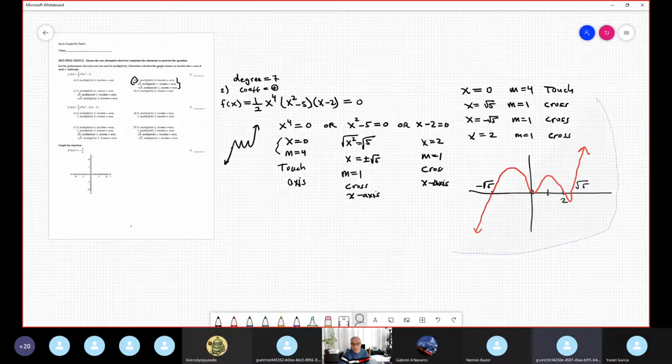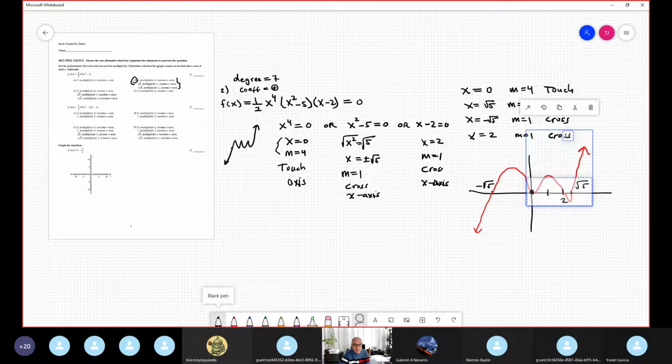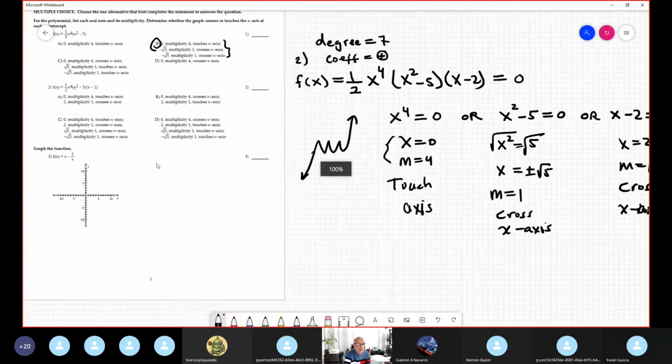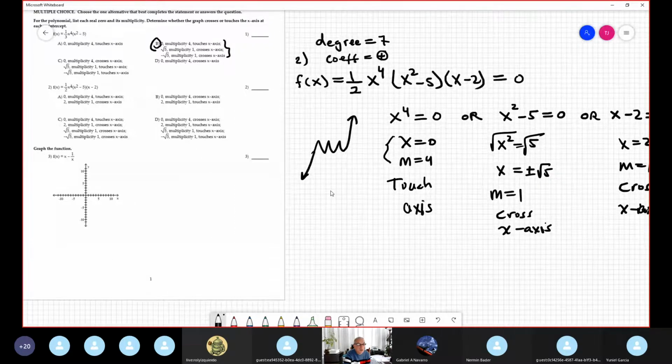Professor, so what would be the answer for number 2? The answer for number 2, miss, is, let me see, multiplicity 4, 2, multiplicity, I suppose it is C. Do you agree or disagree? Yes, I suppose so. Makes sense? Yes.